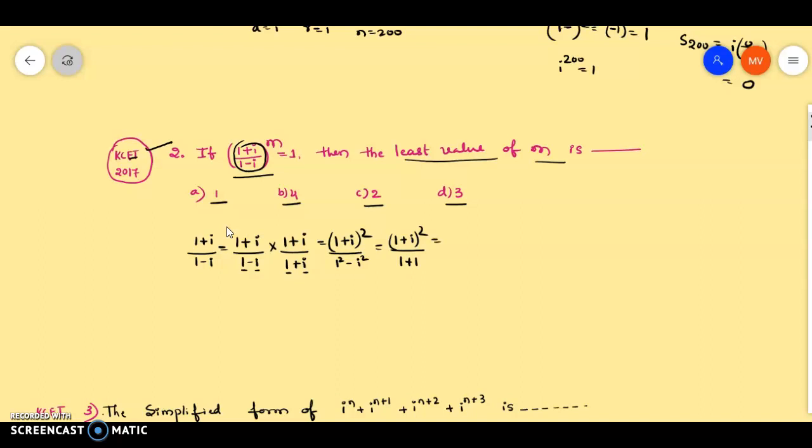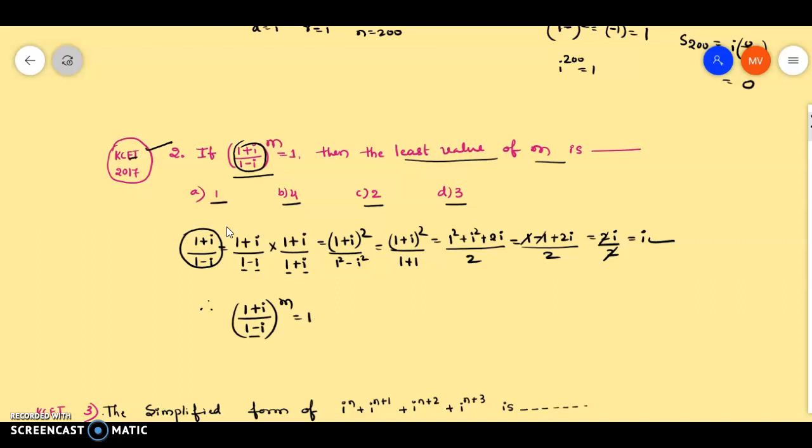And now the numerator is in the form of a plus b whole square, expanded: 1 square plus i square plus 2i, divided by 1 plus 1 which is 2. That is equal to 1 minus 1 plus 2i divided by 2. Again plus 1 minus 1 get cancelled, you will get 2i divided by 2. Again 2 gets cancelled, you will get i. Therefore my whole value of this is equal to i.